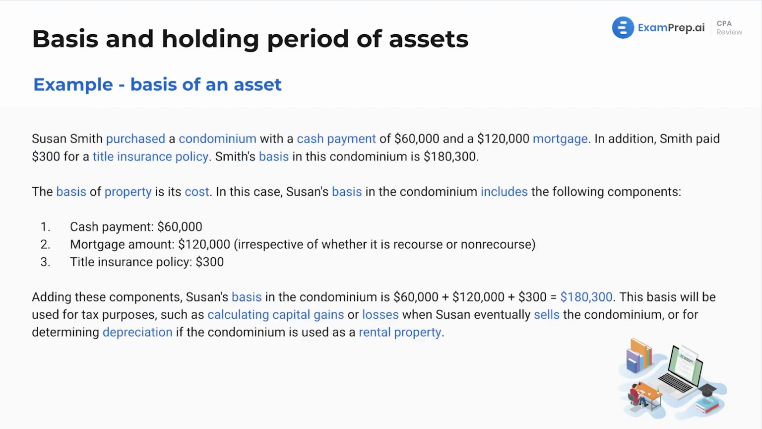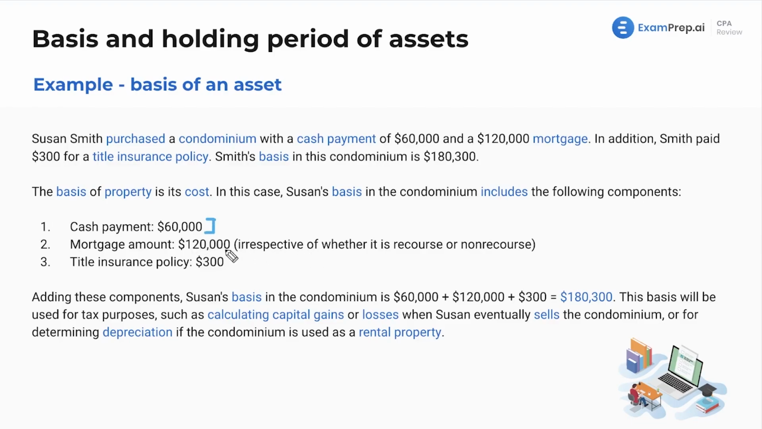Another example here. Susan Smith purchased a condominium with a cash payment of $60,000 and a $120,000 mortgage. In addition, Smith paid $300 for a title insurance policy. The basis for the condominium is $180,300. Now, how do we get that? The basis of the property is its cost. In this case, the basis is going to consist of the following components. Well, we have a cash payment.